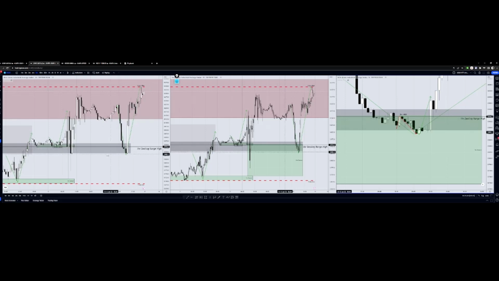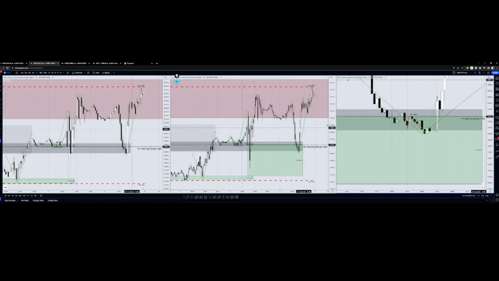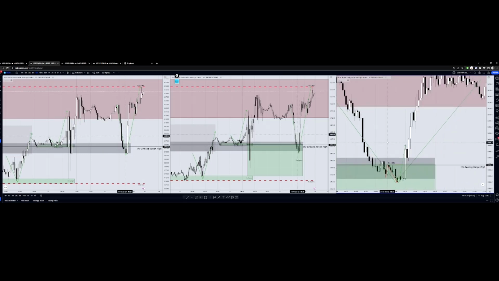When you get down to the 30, 15 and 5 minute, this is where I'm doing execution. So I'm using this time frame to find my entry, and I should only be looking for bullish at this point. There was an entry on Friday.